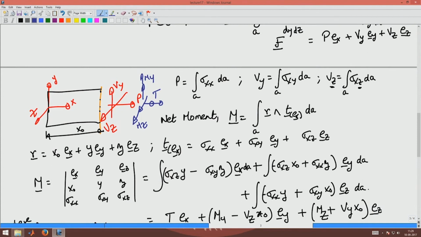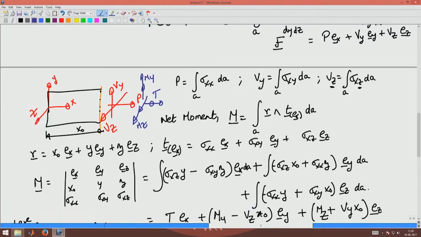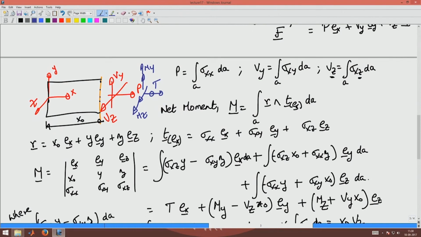Basically, the direction of my thumb points to the direction of the moment. If a moment is bending like this, my thumb points in the z direction, so that is a Mz moment. If my moment is bending the beam like this, my thumb is pointing in the y direction, so that is a My moment. So basically we understood that the cut surface produces some force and some moment in the body, because it is not uniformly distributed.